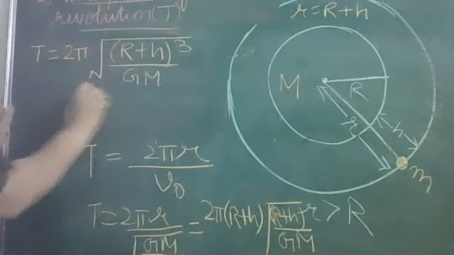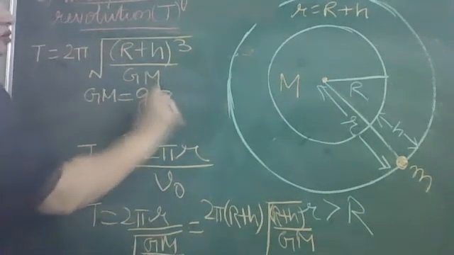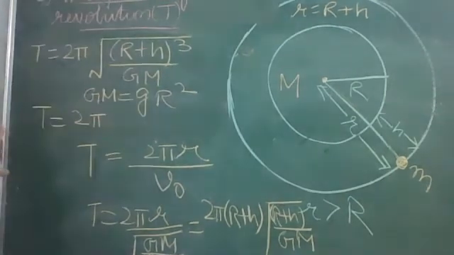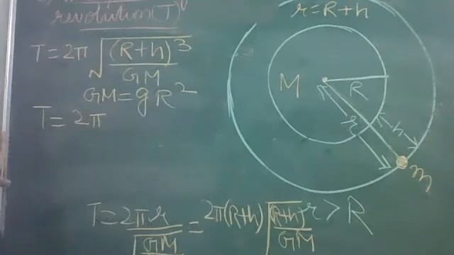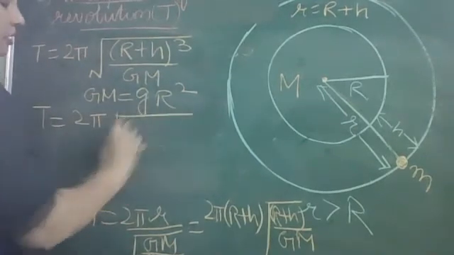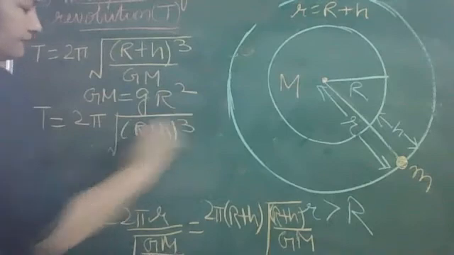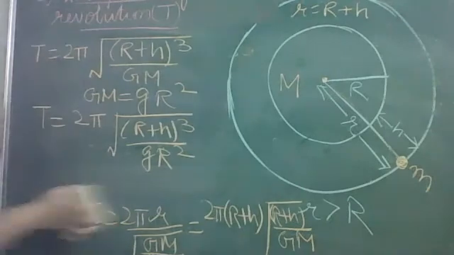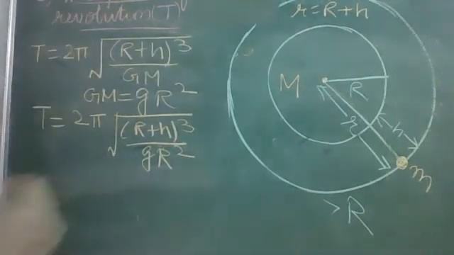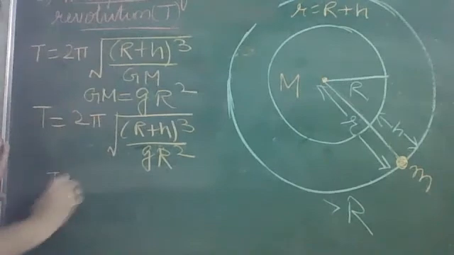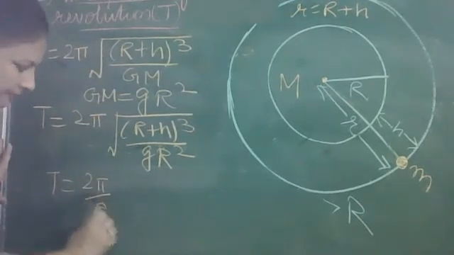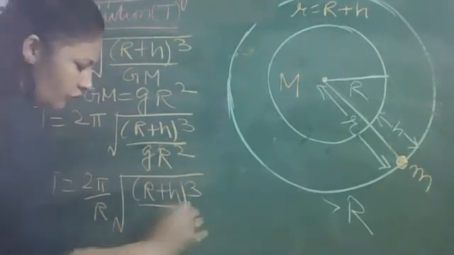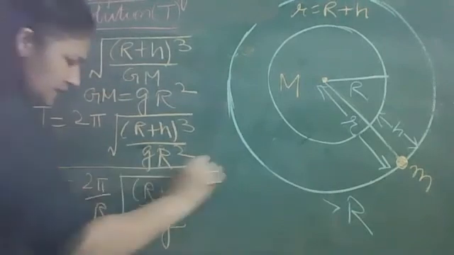Now gm again we can put equal to gr square to arrive at the desired expression. So 2 pi under root r plus h cube over gr square. Take r square out of the square root. 2 pi by r under the root r plus h cube over g. This is the desired expression.